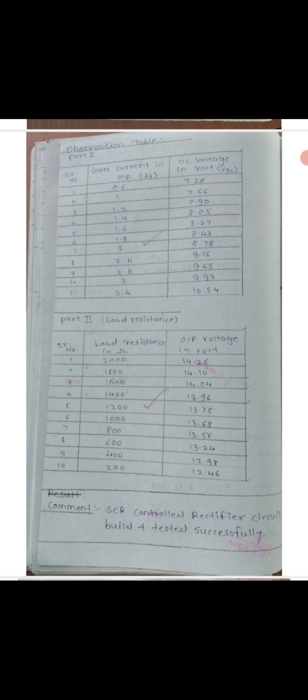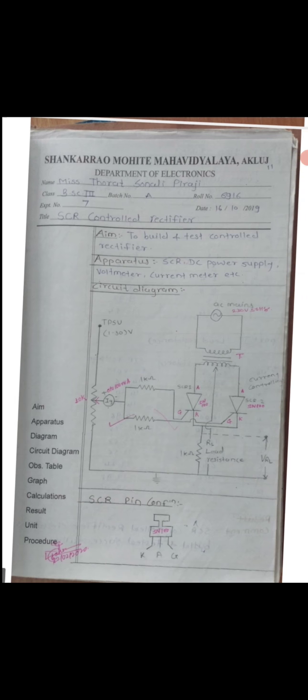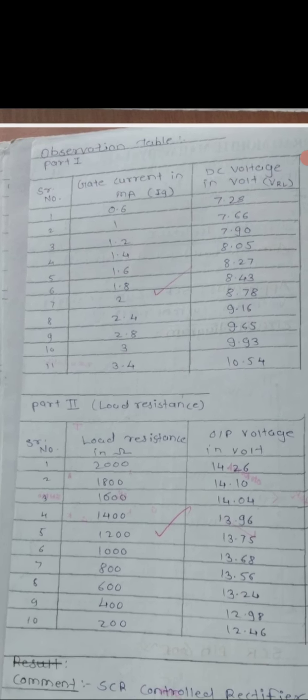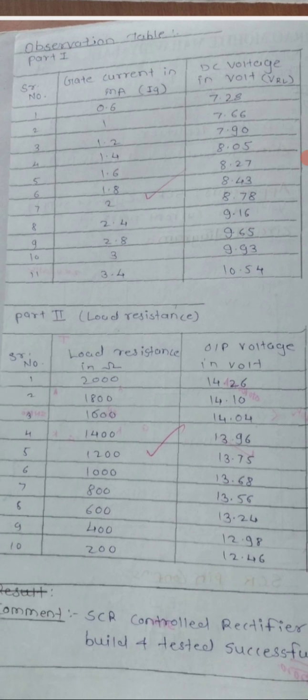In this first observation table, the TPSU is set to 10 to 11 volts, and then the 10K pot is used. The pot is varied, so the gate current as well as the output voltage vary. By varying the pot, we observe the gate current and voltage. In this way 10 to 11 different readings are observed in the first part.